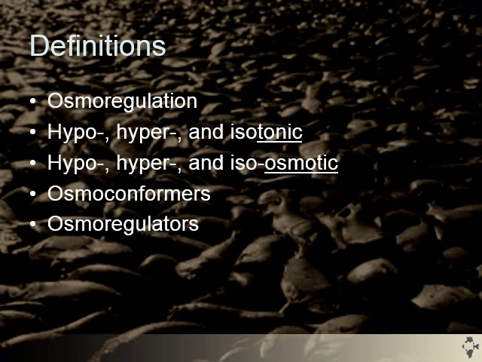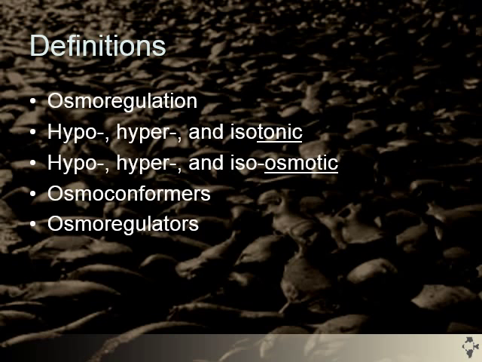So if solution A is hypotonic relative to solution B, that means that the concentration of solutes in solution A is lower than in solution B, and vice versa. If we talk about hyper, hypo, and isoosmotic, we're saying basically the same thing, only now we are talking about cells or organisms. So these, of course, mean that the concentrations of solutes in the organism or in the cell are higher, lower, or equal relative to their surrounding environment.